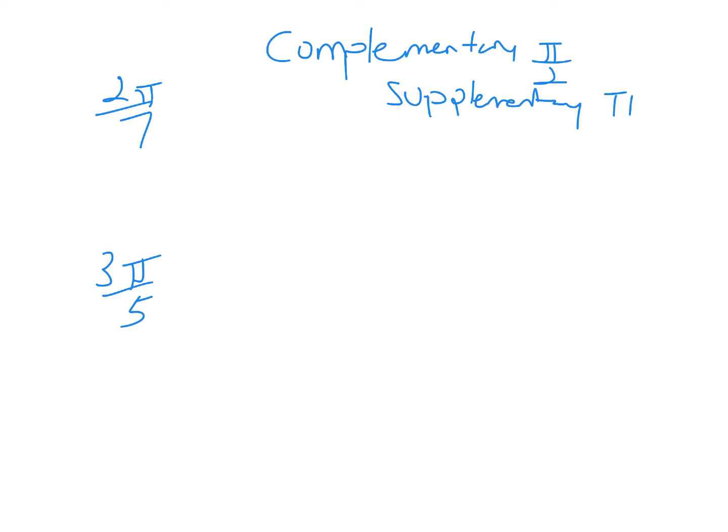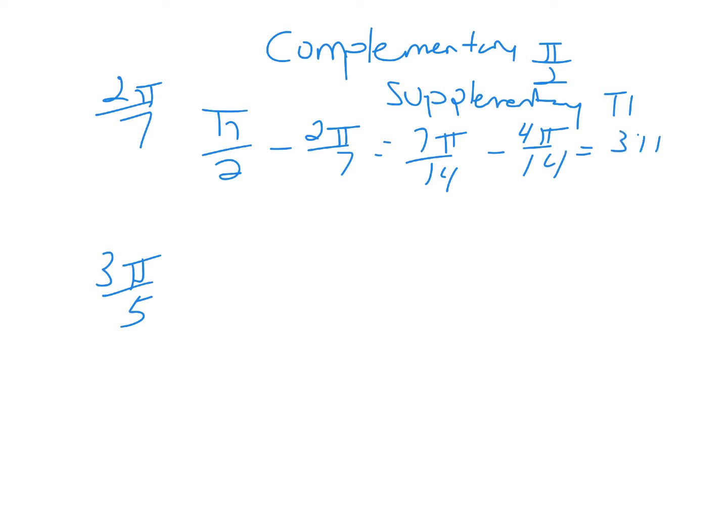So how are we going to find the complement and supplement of 2 pi over 7? What we've got to do is take pi over 2 and subtract 2 pi over 7. Get a common denominator, so I'm going to multiply this one by 7 over 7, so 7 pi over 14 minus 4 pi over 14. Subtract, you get 3 pi over 14. So 3 pi over 14 is the complement of 2 pi over 7.